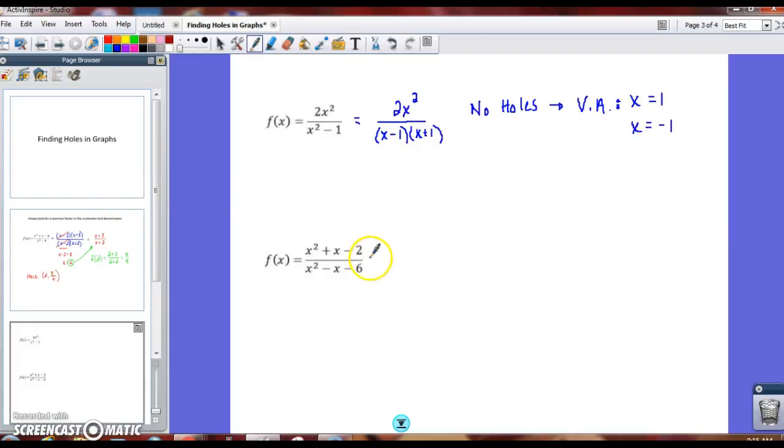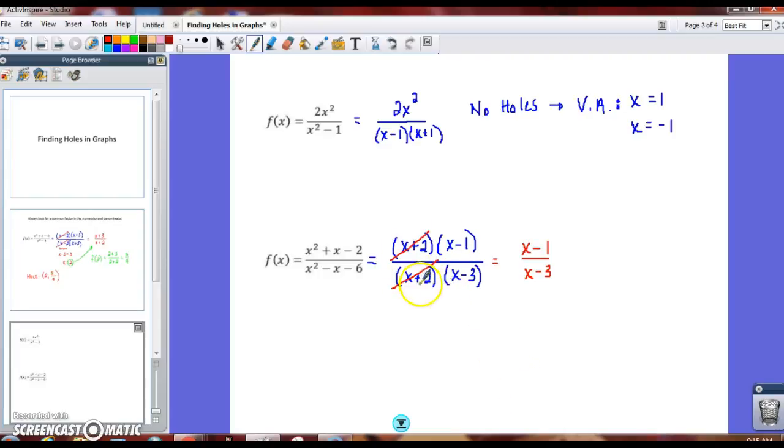Let's look at the next one. So first thing I'm going to do is factor. In my numerator, when I factor that, I end up with x plus 2 times x minus 1. In my denominator, I have x plus 2 times x minus 3. So, because I have common factors, I'm going to have a hole. I'm canceling my common factors, so I'm left with x minus 1 over x minus 3.